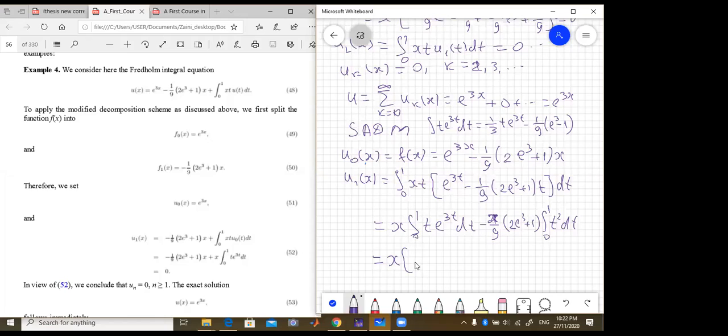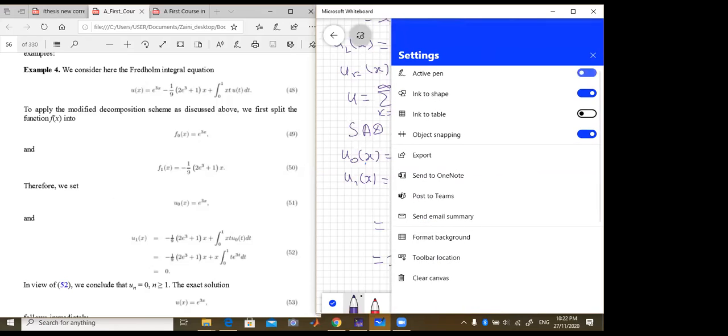So x, now I will put that value 1 over 3. Please, any mistake, because here a small mistake gives very big changes and not the correct answer. E to the power cube minus 1. So this is the first integral, minus x over 9 and 2e cube plus 1. So this is t cube means 1 over 3. So you can see now, this is the second iteration.